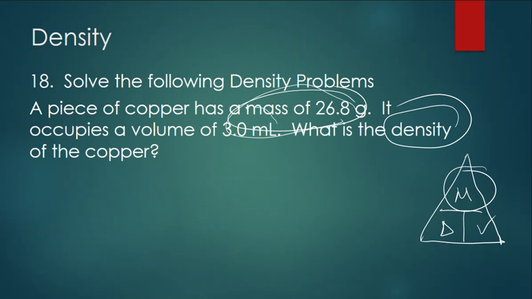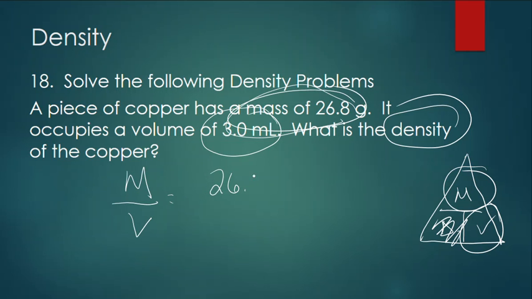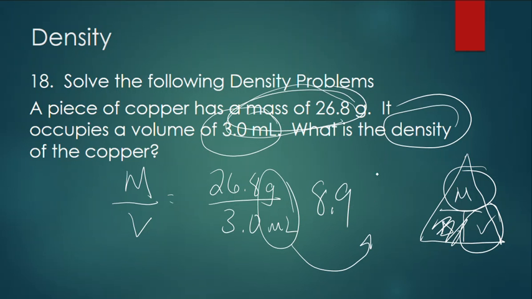It occupies a volume, so, and they want density. That tells us what to do, doesn't it? What is it? And what do we do with the units? Can we cross any of them out? So they are transferred over.